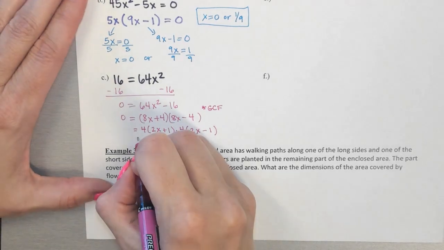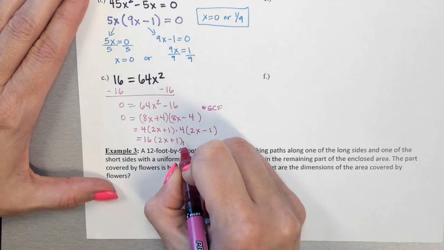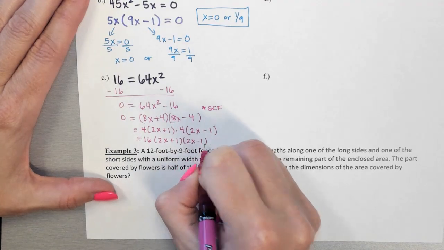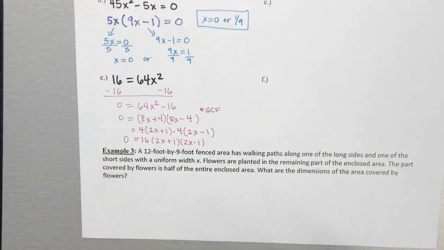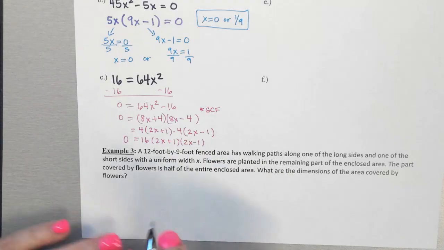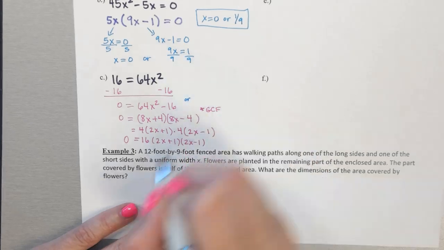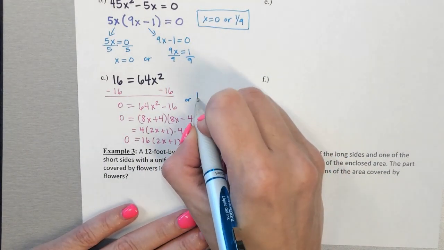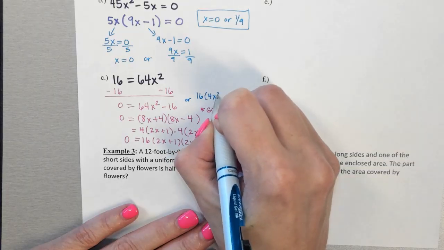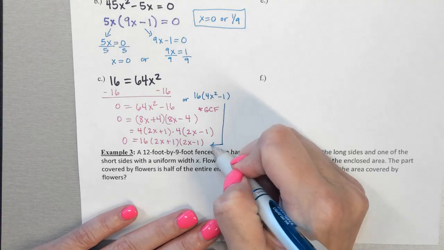And then your final answer, you're just going to multiply these two together. Okay, so you're going to have 16 times 2x plus 1 times 2x minus 1. Okay, now if you wanted to, some of you might also recognize that here you could take out the GCF. So if you do that, 16 is going to go into both. If you take out 16, you get 4x squared minus 1. And that's going to factor to the same thing.